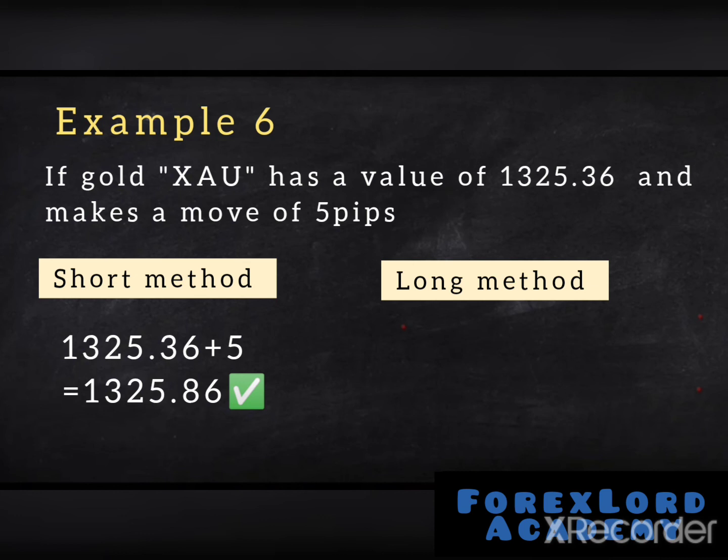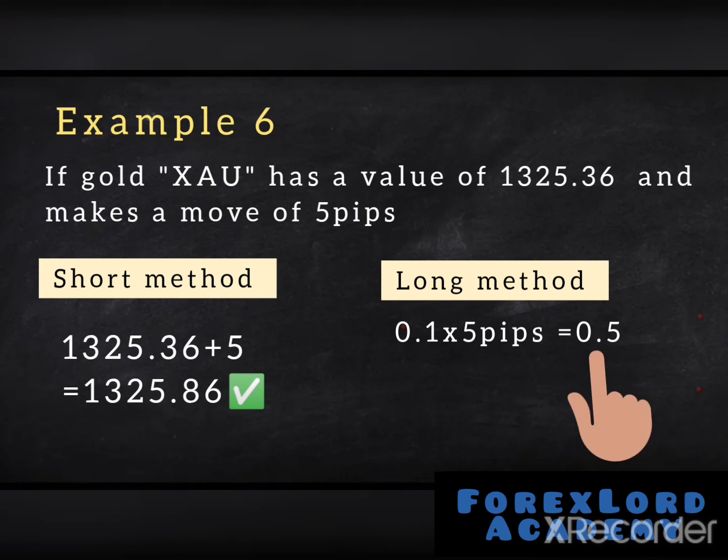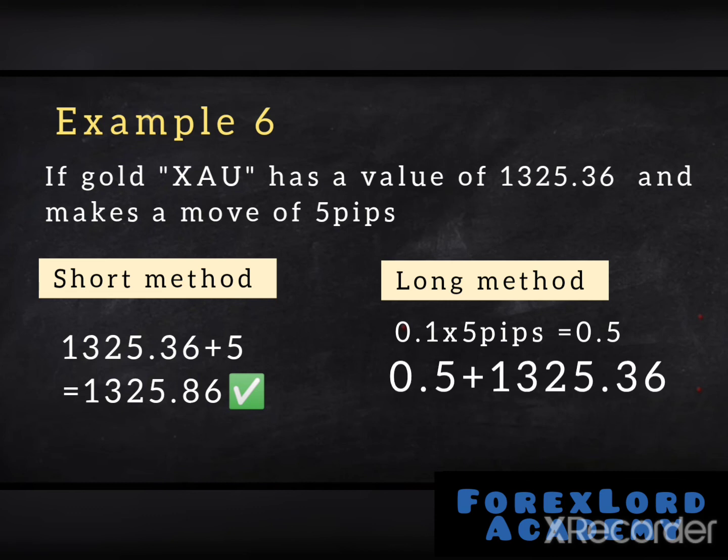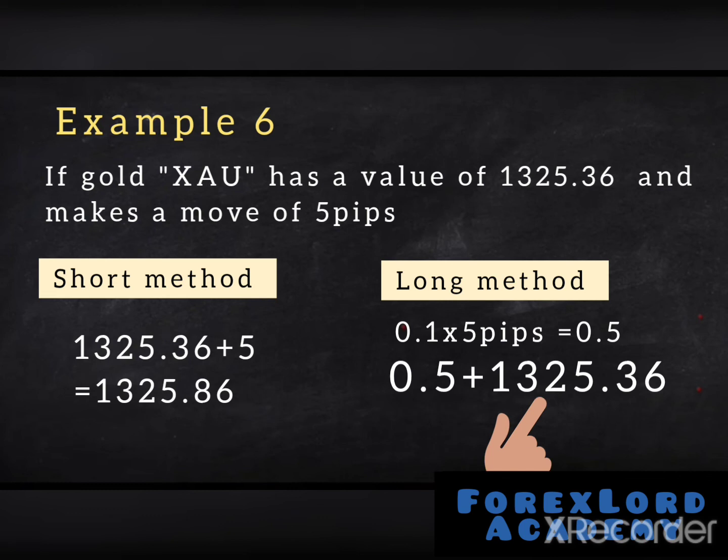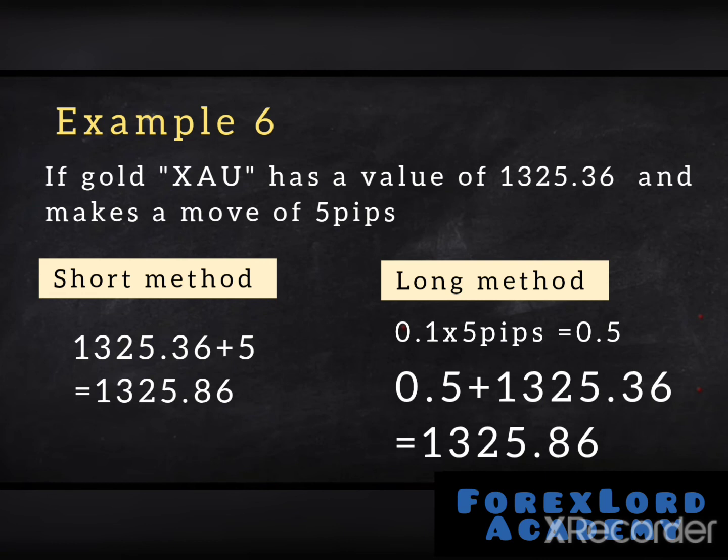Okay, so we'll now go to the long method. 0.1 times 5 equals 0.5. Okay, 0.5 plus the gold value, which is 1325.36. The new value will give us 1325.86. Wow, we have gradually come to the end of today's lecture. I hope you all understand how to do this pip calculation.